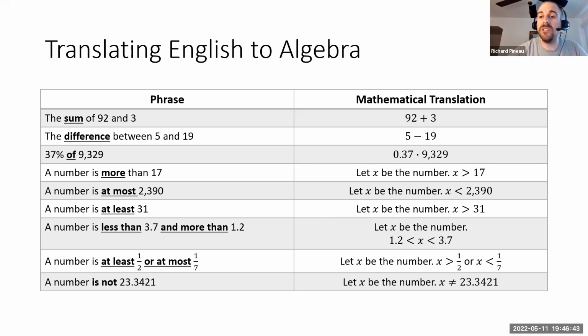So this could be X is greater than or equal to. That little bar underneath the greater than sign could be there. X is greater than or equal to 31. So at least means more than.